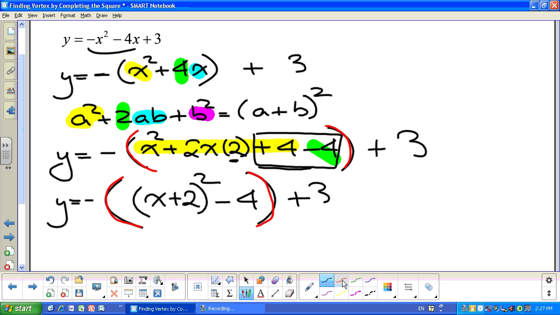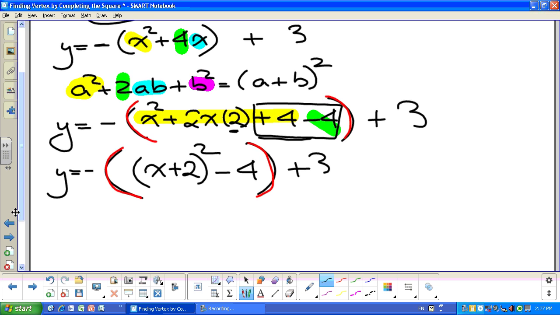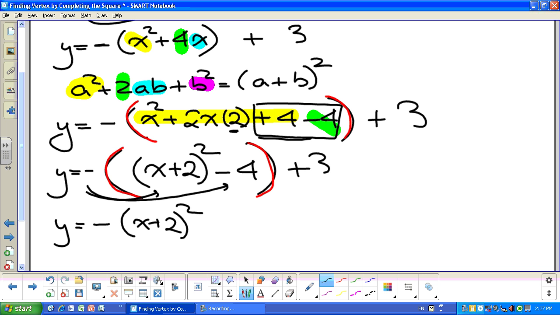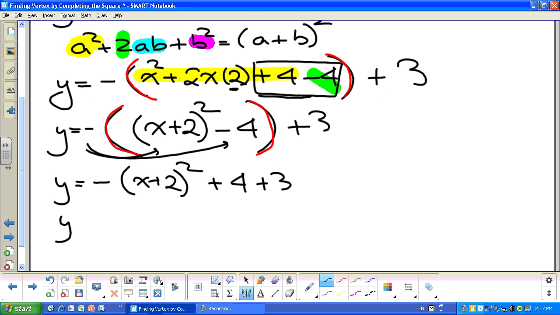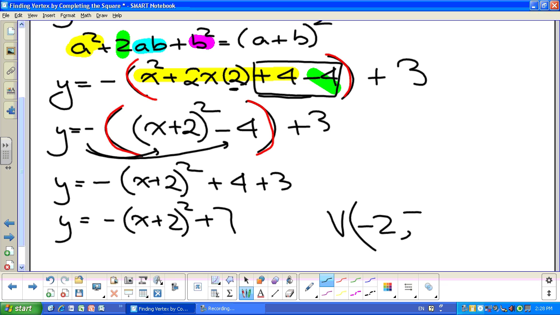So now what can I do? I can open up this bracket, right? Minus times. Yes, minus times. So I'm going to get a negative x plus 2 squared plus 4. You thought that was tricky, right? But I got it. So y equals negative x plus 2 squared plus 7. Can you help me with the coordinates of the vertex? You are the expert. The vertex coordinates will be negative 2 and 7. Negative 2 and 7. Oh, I'm getting better and better.